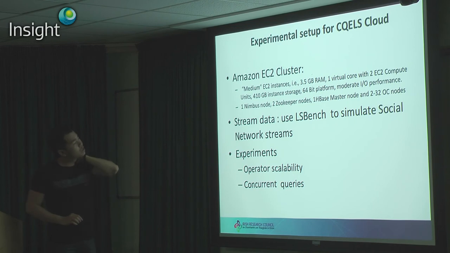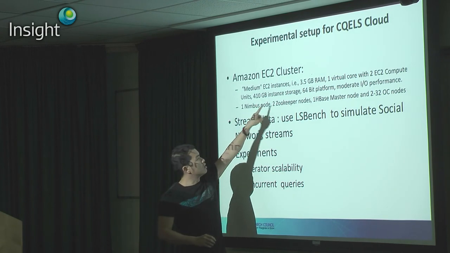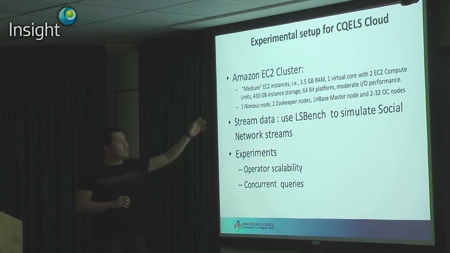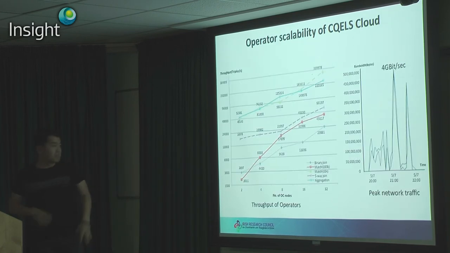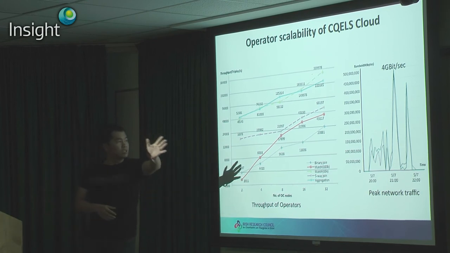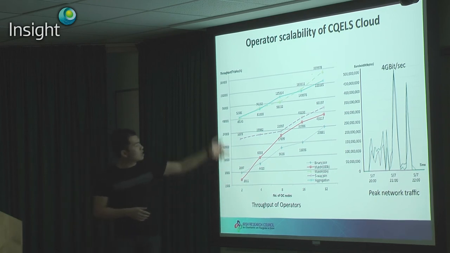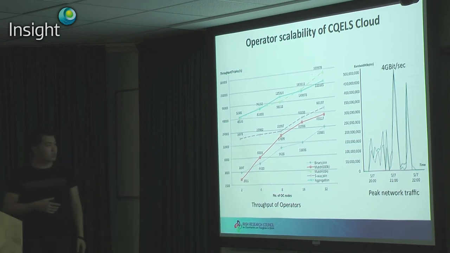So just to summarize the achievements, we set up some experiments for the cloud version of our SQL engine. We run on 32 processing nodes. That means you have some coordination nodes like this and 32 processing nodes, so 36 or something. And we simulate the social network stream as well. So we see how it scales. We assume that when we add more processing nodes, the processing throughput will increase. You see this is a log scale. You increase by log scale, and the performance increases linearly, like this.